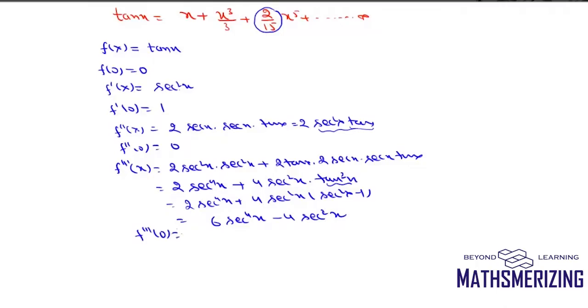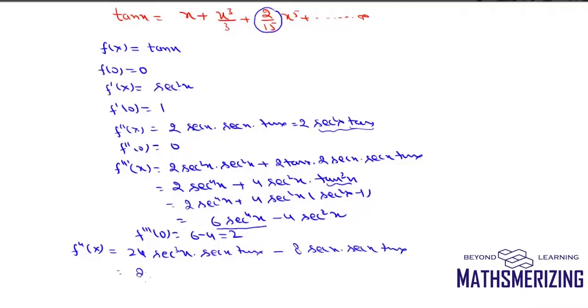So if I put x as 0, I'll get f triple dash 0 as 6 minus 4, and this value will be 2. Now I'll find its fourth derivative. If I differentiate this, I'll get 24 sec³x into sec x tan x minus 8 sec x, and it is sec x into tan x. So I'll write it as 24 sec⁴x tan x minus 8 sec²x tan x.